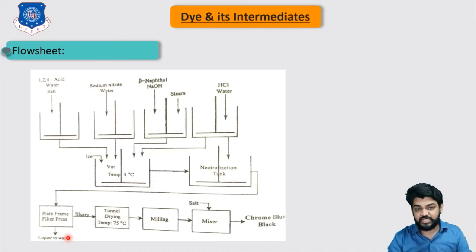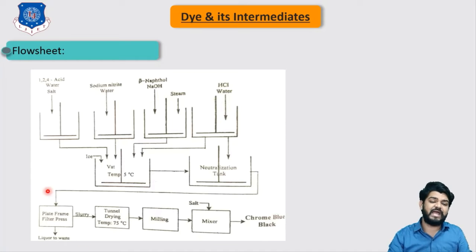and frame filtration unit, where we recover different filtrate and we recycle. While this slurry is being sent to the tunnel dryer, where we dry our final product at a very high temperature of 75 degrees Celsius. And later, after milling, we are getting fine powders of the final product. And it is being sent to the mixture unit, where we add salt in order to get the particular desired purity of our final product. And lastly, we will get the chrome blue black as the final product.